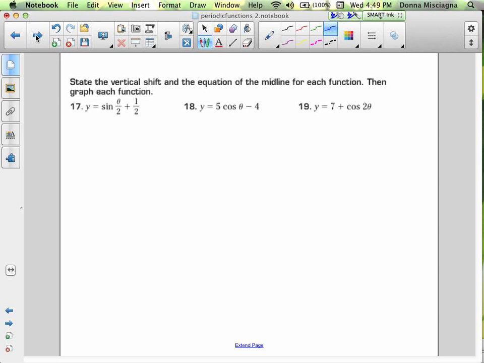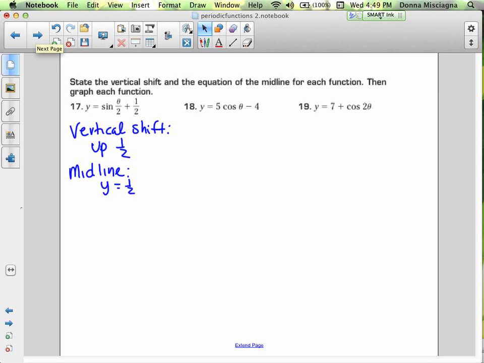y equals sine theta over 2 plus 1/2. Well, our vertical shift is up 1/2. And the midline is going to be y equals 1/2. It's the same as your vertical shift. Let's try the next one.